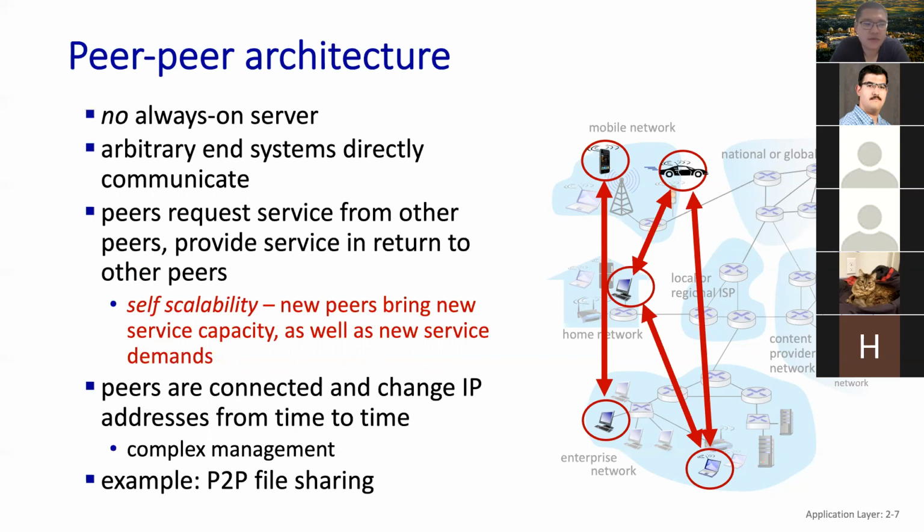And the peers request service from other peers, and provide service in turn to other peers. So it has self-scalability. New peers bring new service capacity as well as new service demand. So you add a new device into the network, it brings capability, right? And you increase the scalability of the network, right? But they just communicate with each other individually or directly, right? So the peers are connected intermittently and change IP address from time to time. It is complex to manage that, okay?